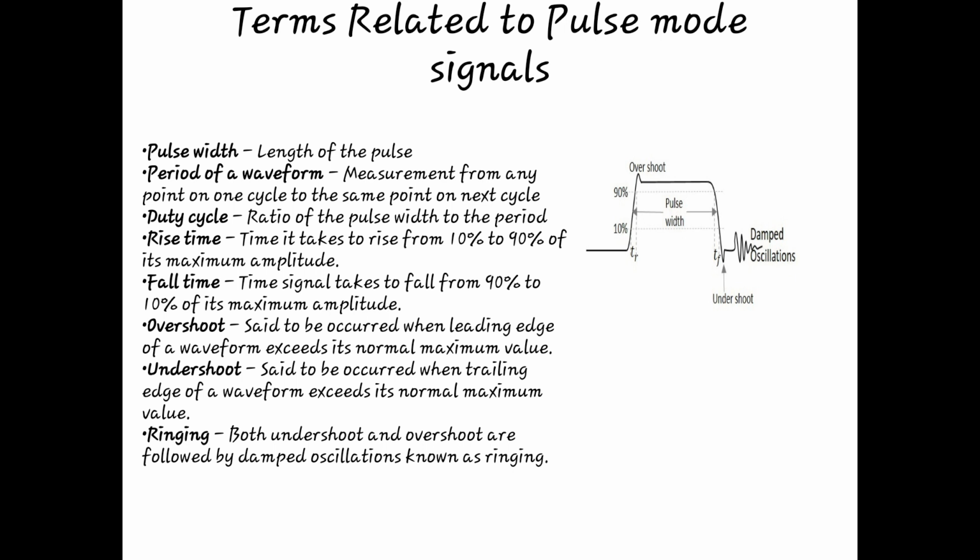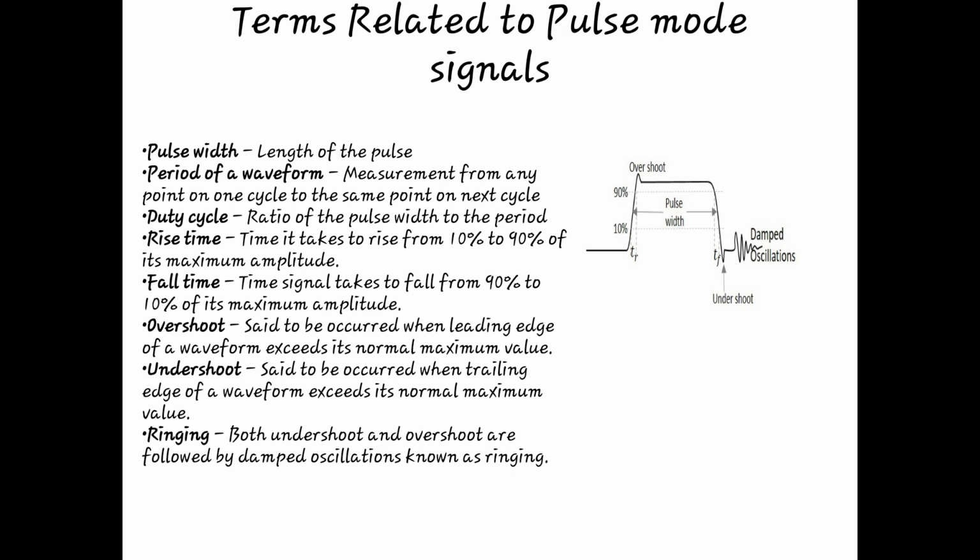The main important terms related to pulse mode circuits are pulse width, period of waveform, duty cycle, rise time, fall time, overshoot and undershoot. Pulse width means the length of the pulse. In this diagram, the length of the pulse is called the pulse width. Period of waveform is the measurement from any point on one cycle to the same point on the next cycle. Normally it is represented by the letter T.